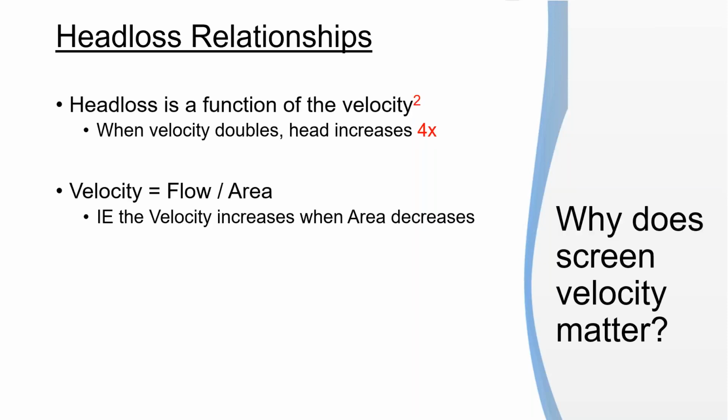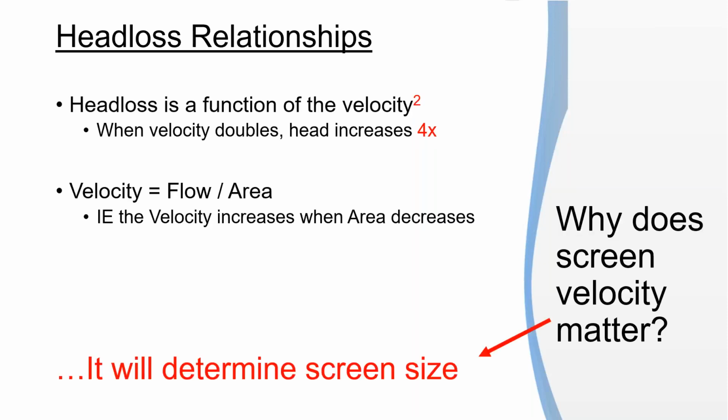So ultimately, why does screen velocity matter? It'll tell us what size screen we can get away with. How small of a screen can you use? Try to keep costs down, try to keep channel size down, but this is what we're trying to calculate off of, is your ultimate velocity.